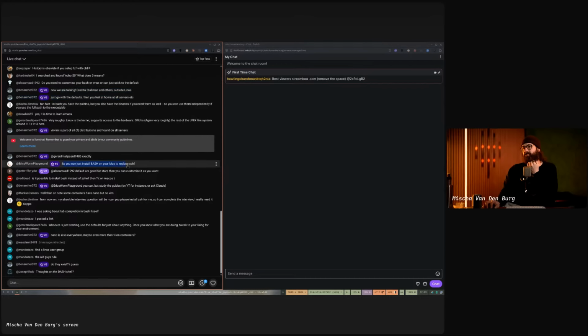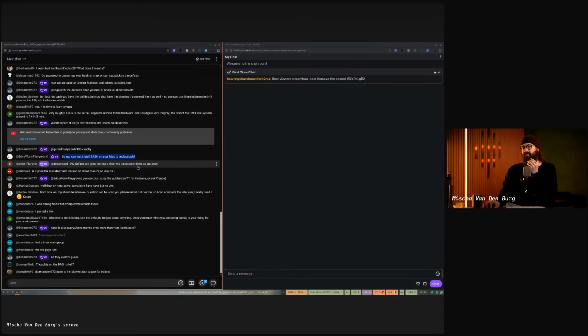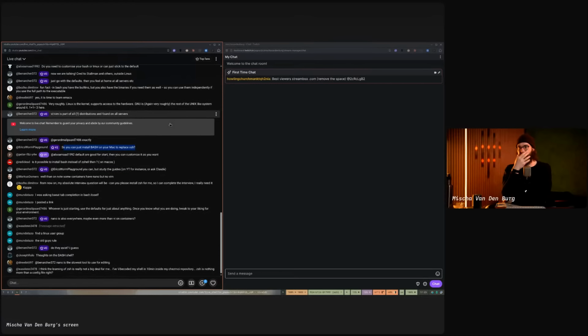So you can just install bash on your Mac to replace Z shell. Yes, you can install bash. I did it for years. I'm not sure if you can actually remove C shell, but you can install bash. Using brew, you can install bash on your MacBook, and then you're using the normal bash default shell. It's a little tricky, but it's definitely possible.